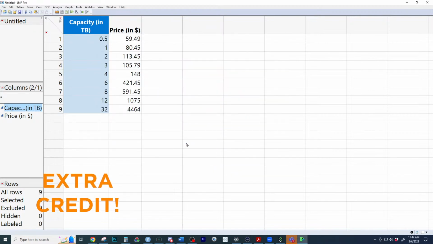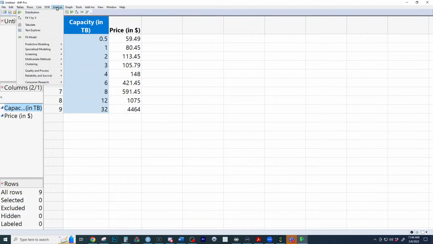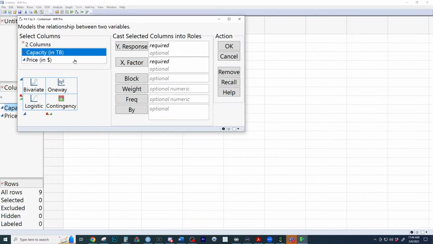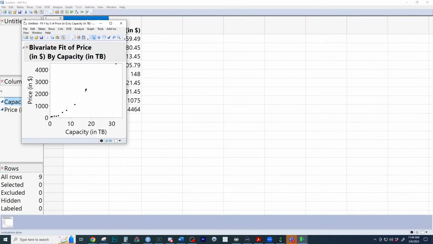Yep. So now we're going to make a model to understand price, and we're going to go to Analyze, Fit Y by X. So let's do Analyze, Fit Y by X right here. With Fit Y by X, we are going to understand the price with capacity as the X variable. Capacity of a hard drive is going to explain the price of a hard drive. So let's go ahead and click OK right here.